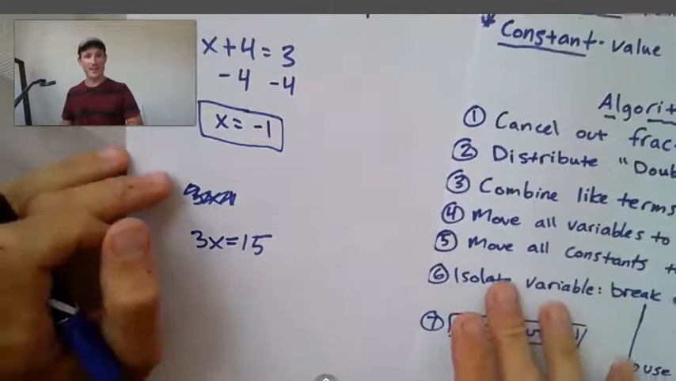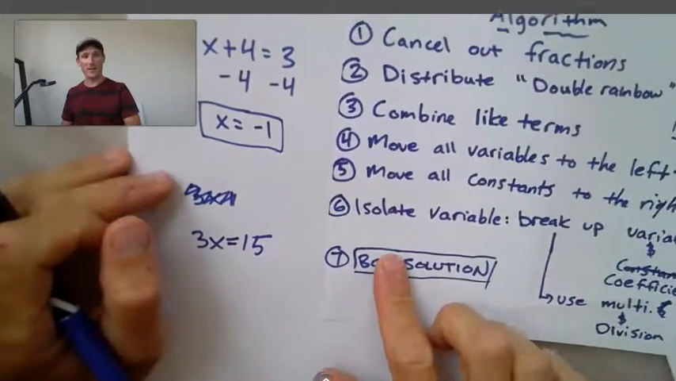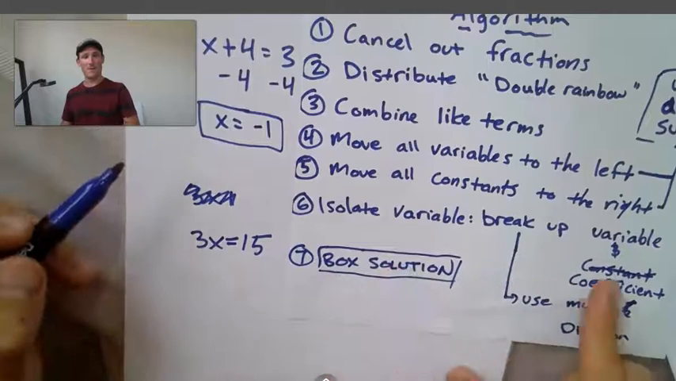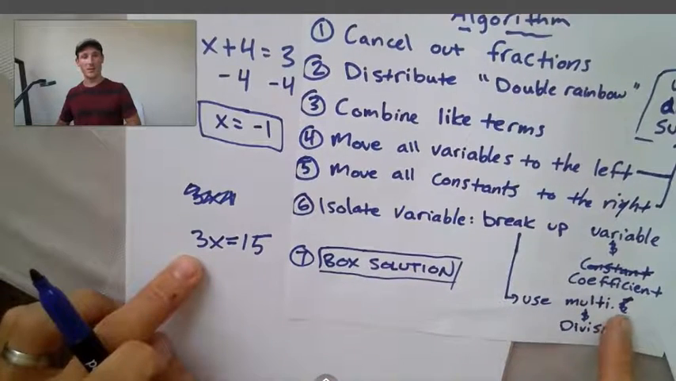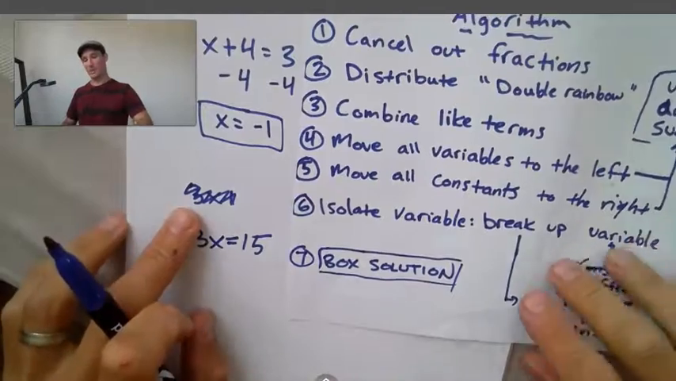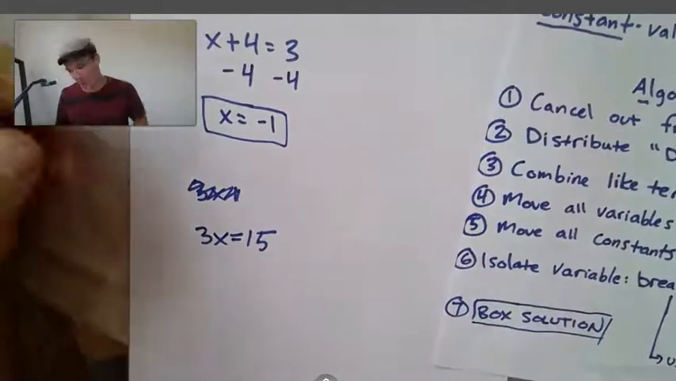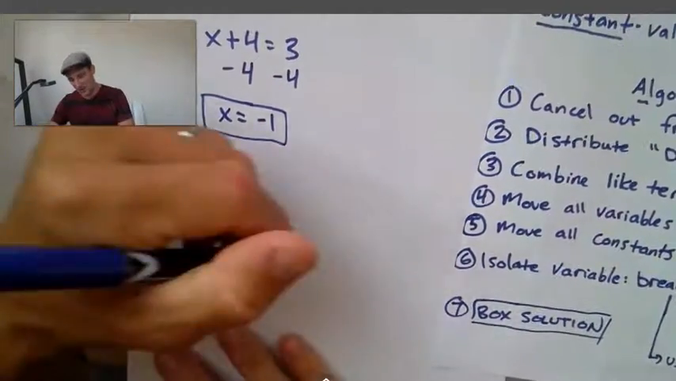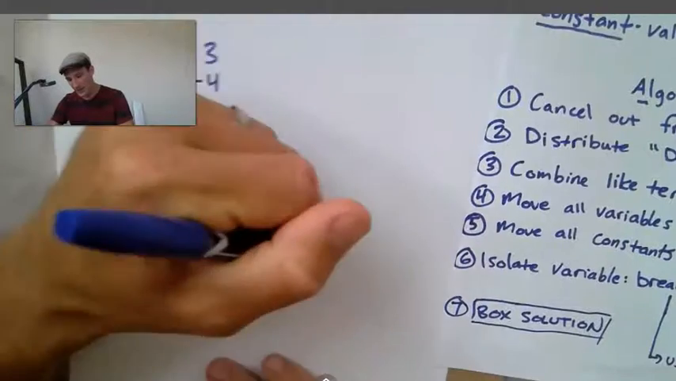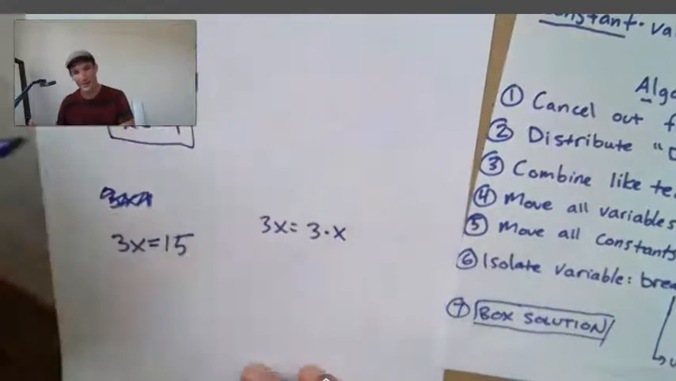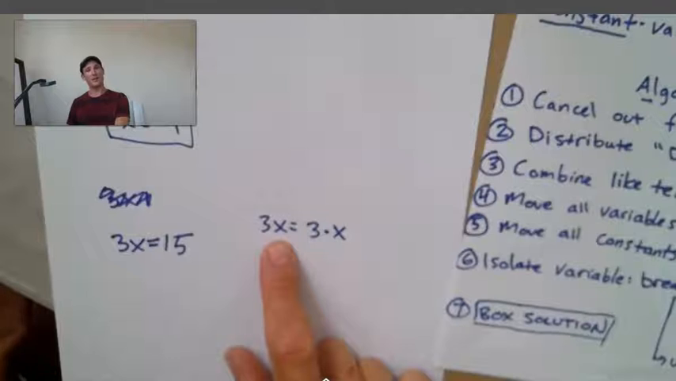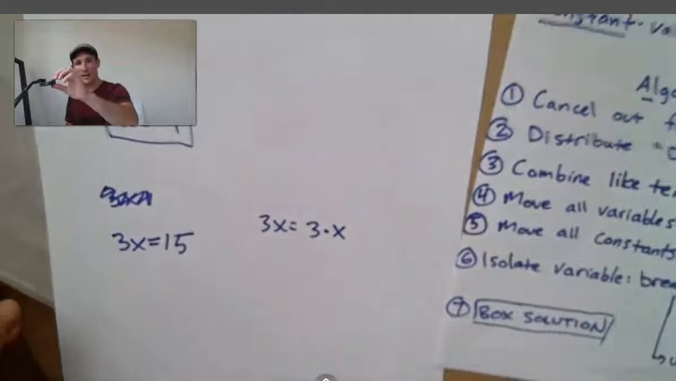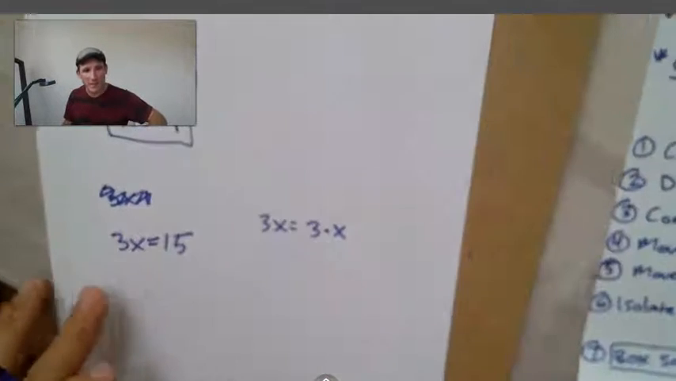Now I'm on step 6, isolate the variable. I need to break up the variable with its coefficient. I need to split this couple up. What are my tools? Multiplication and division. Remember, inverse operation. 3x is the same thing as 3 times x. This is always multiplication. You have to memorize that. 3x is the same thing as 3 times x.